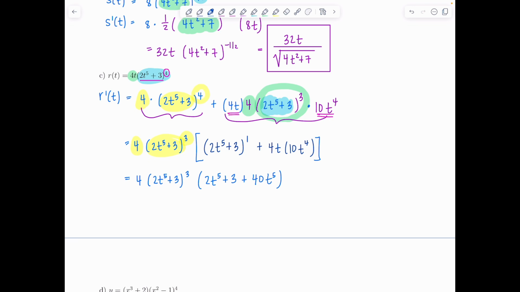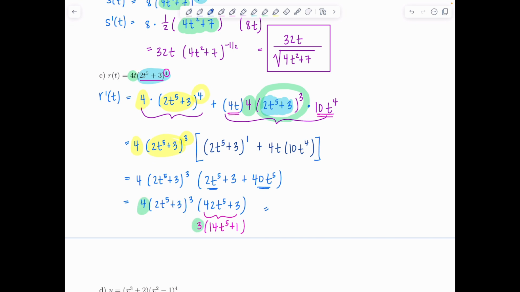And then, oh, I can combine like terms inside, right? So this is 2t to the 5th plus 3 cubed, 42t to the 5th plus 3. You could leave it like that, but I'm noticing I can take a 3 out from both of these, right? 3 times, this is going to be 14t to the 5th plus 1. And then I can multiply 3 and the 4 together outside.